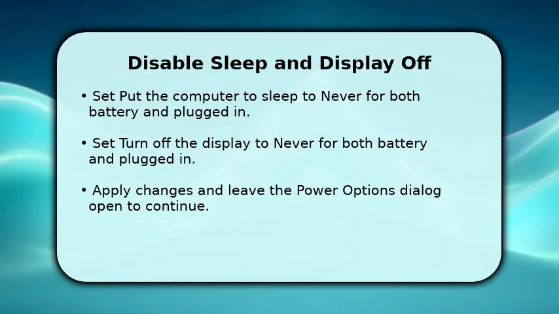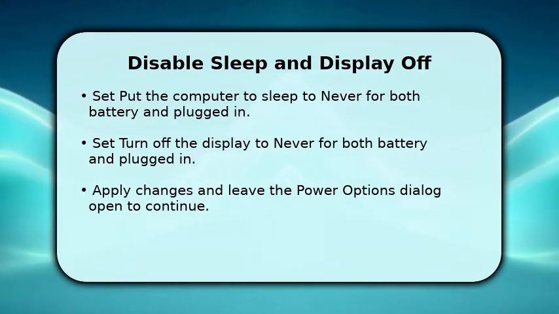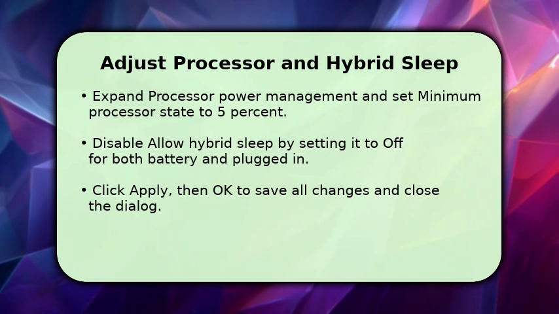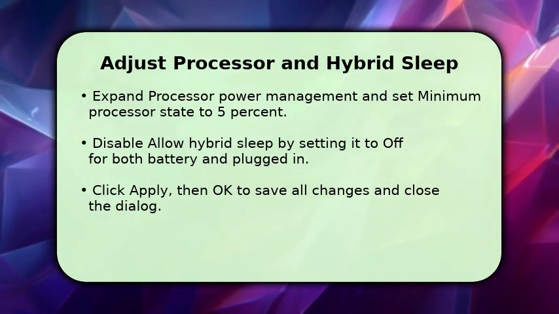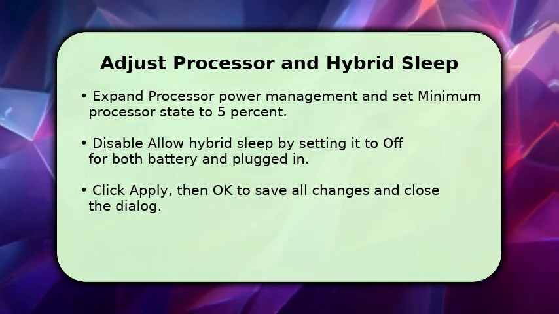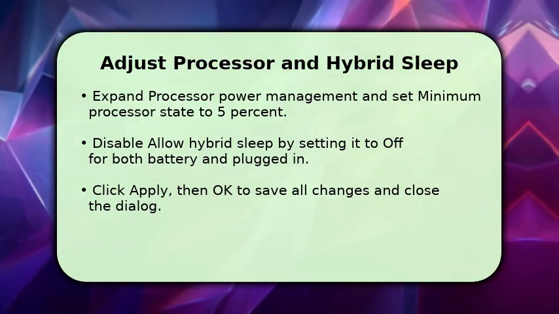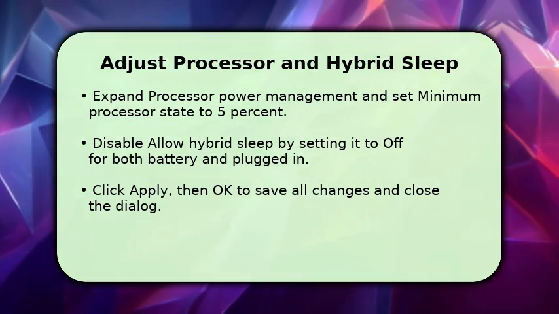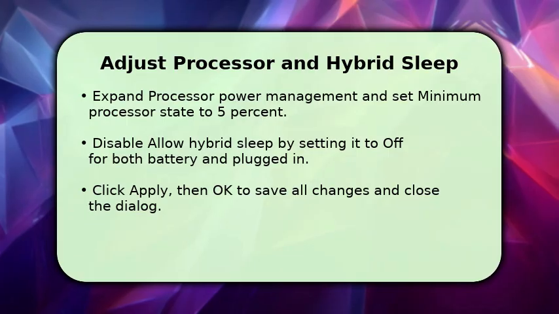Expand processor power management and configure the minimum processor state to 5%. Set the maximum processor state to 100% for both battery and plugged in. Next, expand sleep and disable allow hybrid sleep by setting it to off for both battery and plugged in.